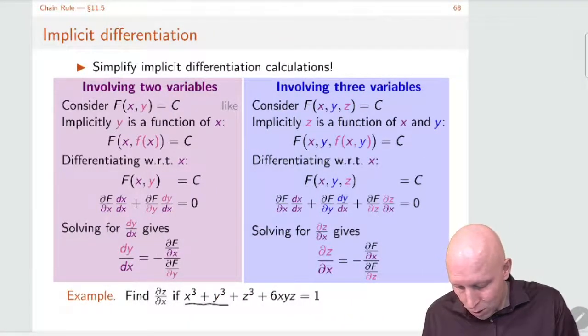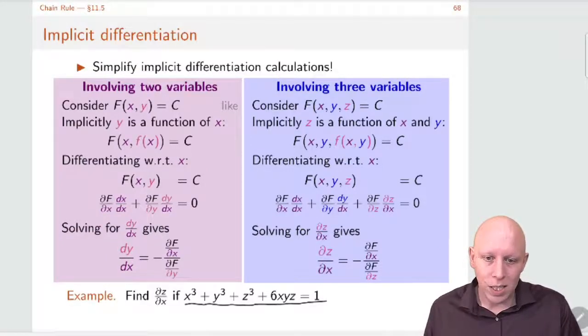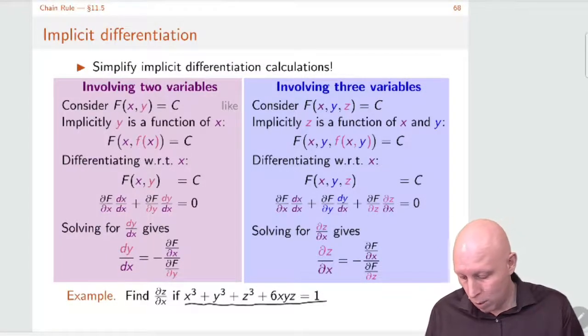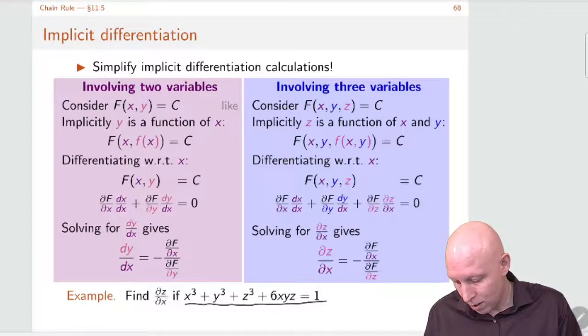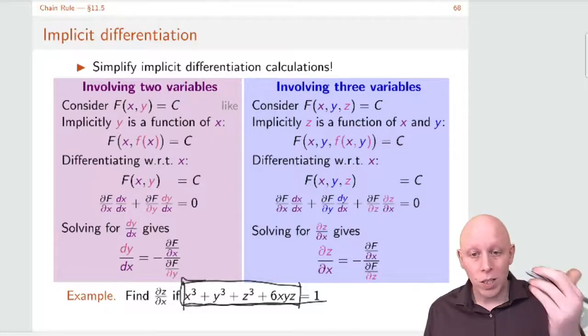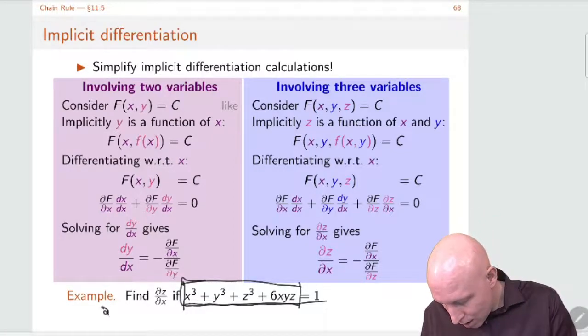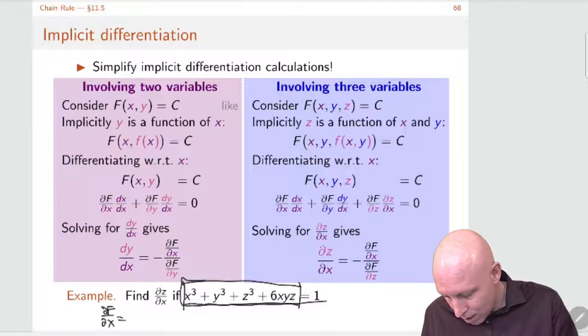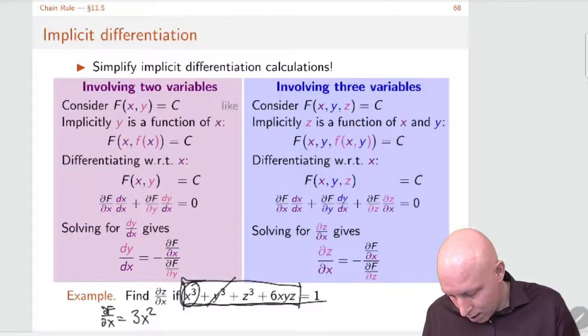If we have x cubed plus y cubed plus z cubed plus 6xyz is equal to 1, then remember, we look at this equation here, and we think of that as our capital F. Now, what is del f del x? Well, this has an x, so that's good. That gives me 3x squared. This doesn't have an x, this doesn't have an x, this has an x. 6yz.